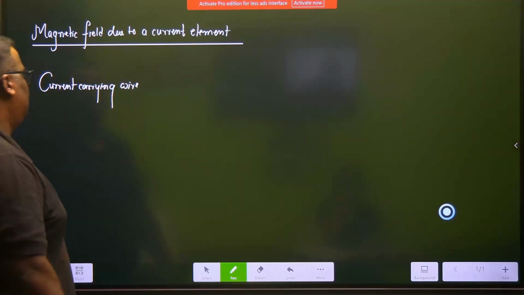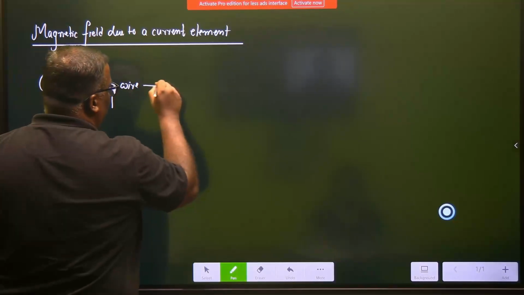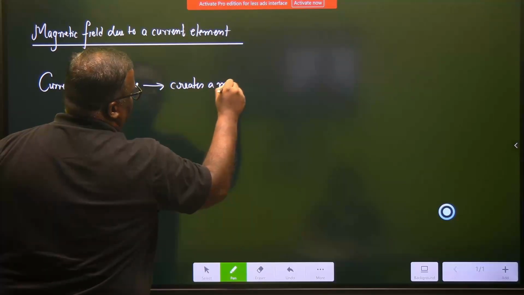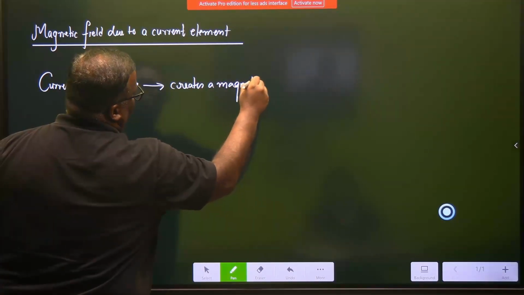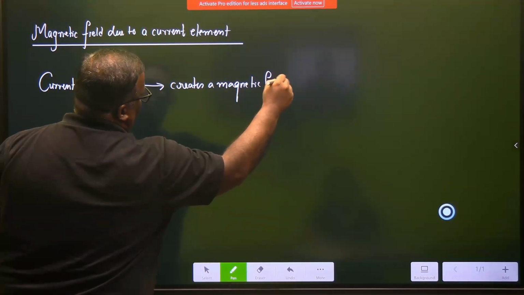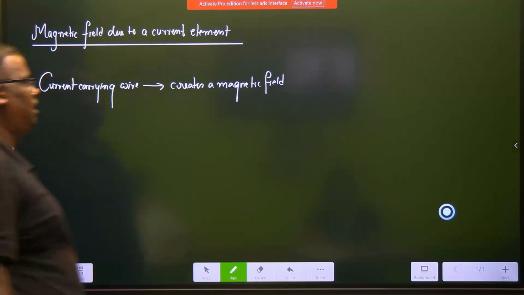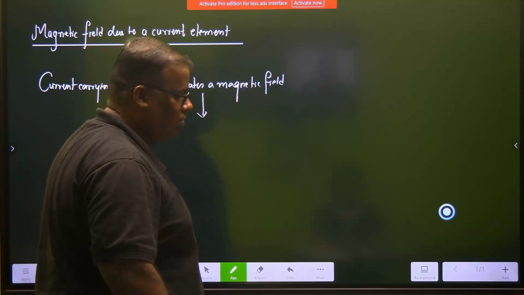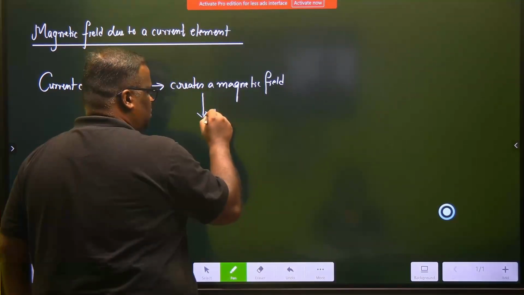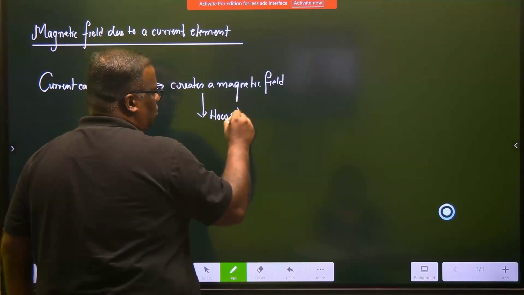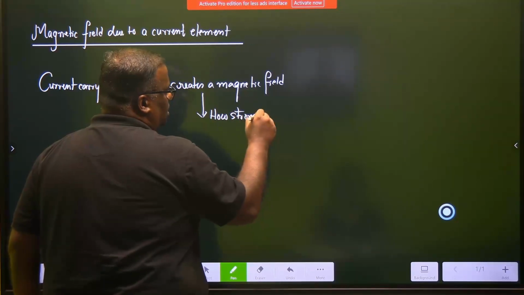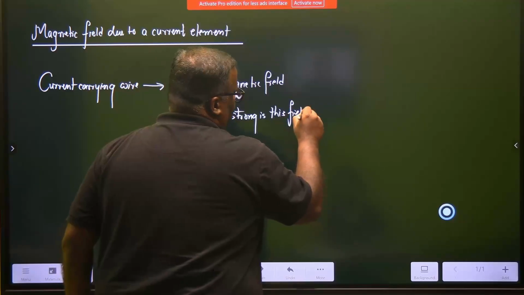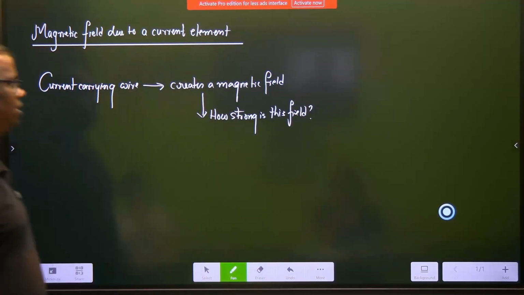behaves like a magnet. That means a current carrying wire creates a magnetic field. Our job today is to understand the strength of this magnetic field, basically the magnitude as well as direction. How strong is this field? This is basically our concept.